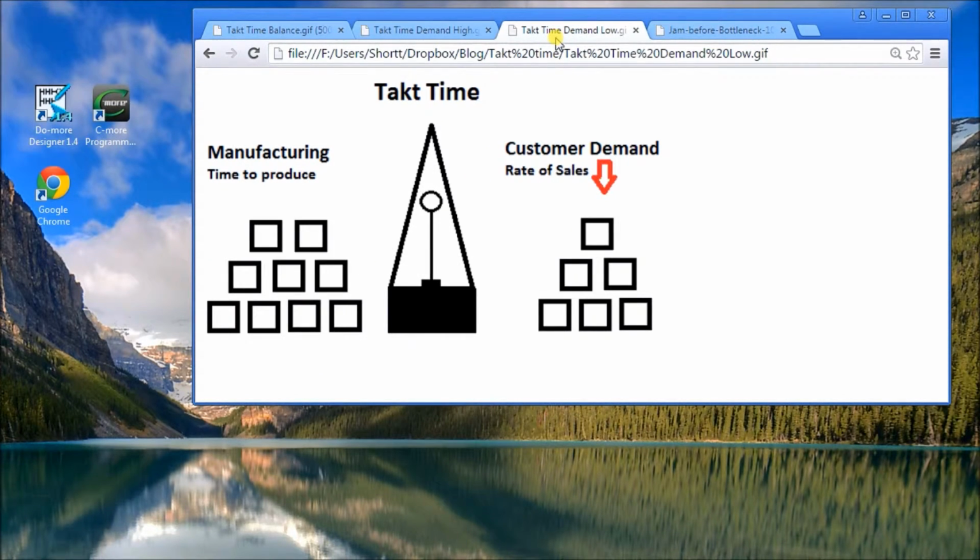If our takt time is too low, what will happen is that as the customer doesn't take any, we keep producing. You'll see that we start gaining stock, and we gain so much that we have an overabundance, and that's one of the key elements of waste in a system.